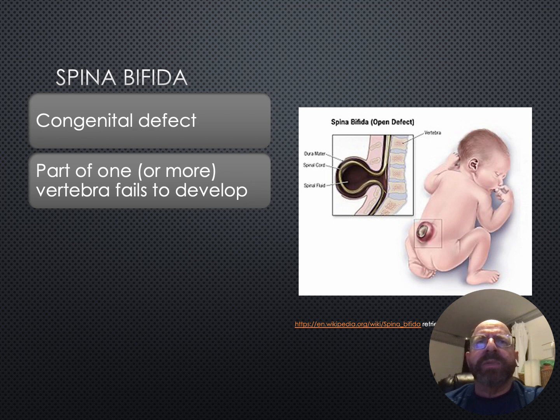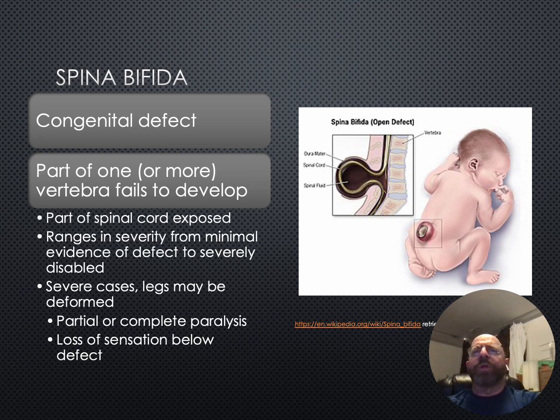Spina bifida is a specific congenital defect where one or more of the vertebrae fail to develop. Parts of the spinal cord are exposed, and it can range in severity from minimal evidence to severe cases where the legs may be deformed with partial or complete paralysis and loss of sensation below the defect.